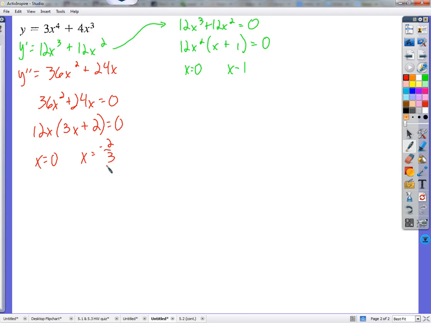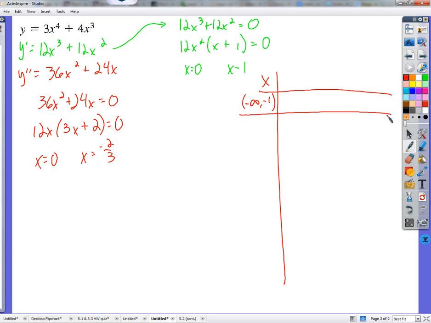Now we can make that little table that helps us keep that information straight. So every x value and every interval between those x values, and then the end on the left and right. So negative infinity to negative 1. X equals negative 1. Negative 1 to negative 2/3. They are points that we are interested in, so we should include them. X is equal to negative 2/3. Because at this point, we want to make a determination, make a conclusion. Is this a point of inflection or not?